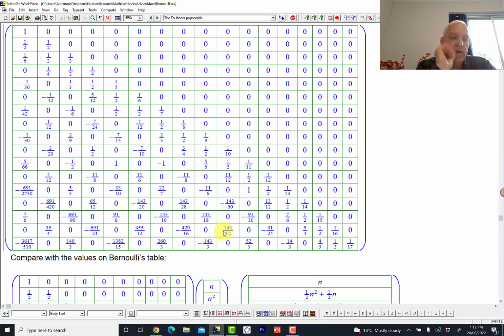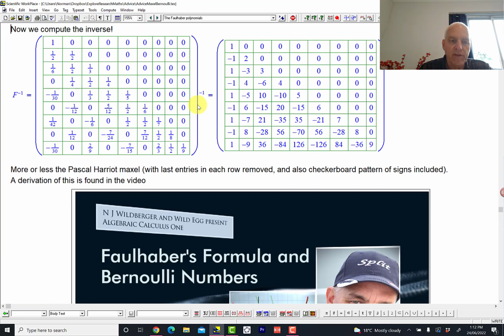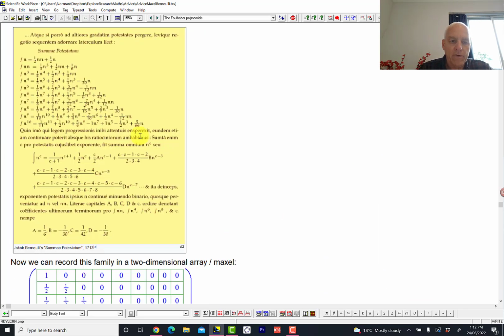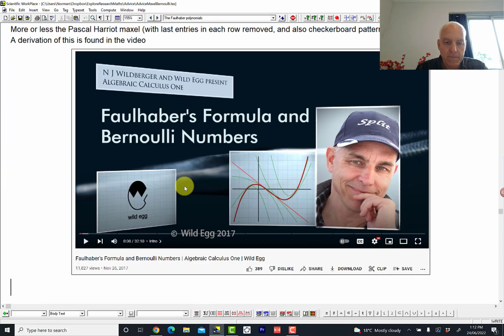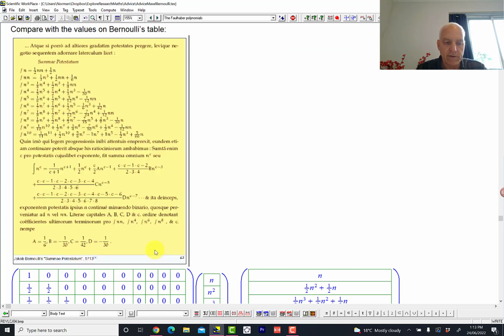Now, a very curious thing happens here. I was looking at this and comparing just with the values on Bernoulli's table. Let me grab Bernoulli's table, and I will show you. Okay, so there's the table. I'll copy that, let's go back down here. Compare the values. Okay, let's look at this thing here.